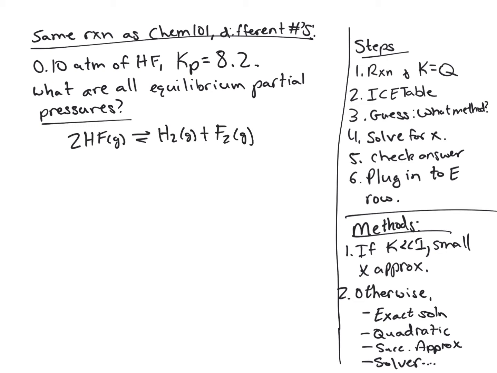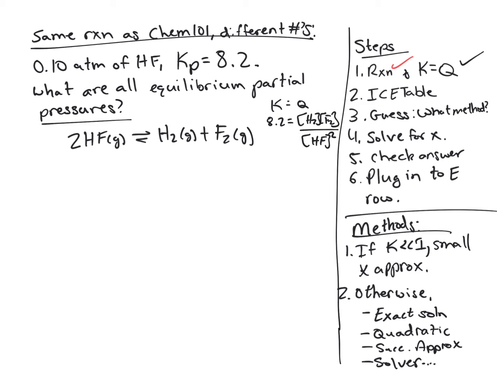So again, we start by writing out the reaction that's given, so that's good. And we'll write out what the equilibrium expression is as well, so I'll write that over here. K is equal to Q. K is 8.2, so 8.2 is equal to H2 F2 over HF squared. Okay, so that's sort of our first thing always.